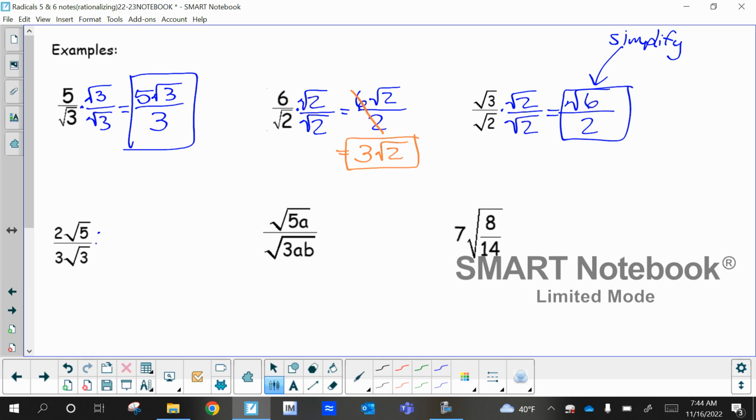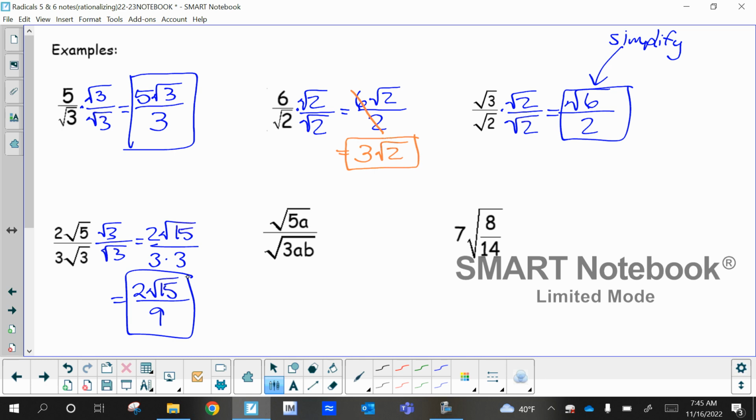Next one, I'm going to multiply by radical 3 over radical 3. You should be getting the hang of this. On the numerator, I'm going to get 2 radical 15. On the denominator, I already have a 3, and then you have to realize what radical 3 times radical 3 is, and that's a 3, so this is going to be simply 2 radical 15 over 9. And you can't simplify anything else, so we're going to leave it as is.